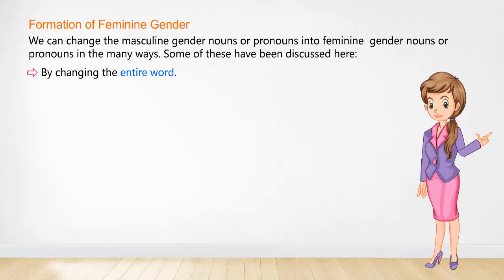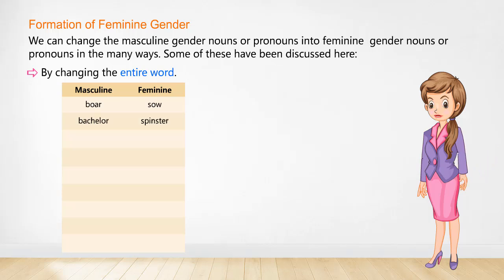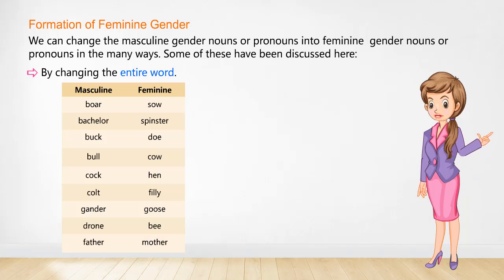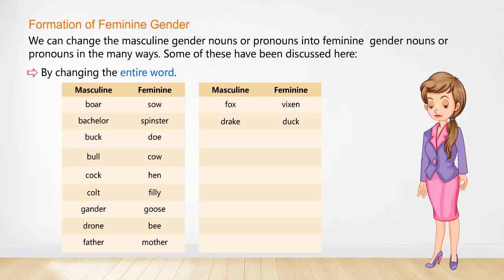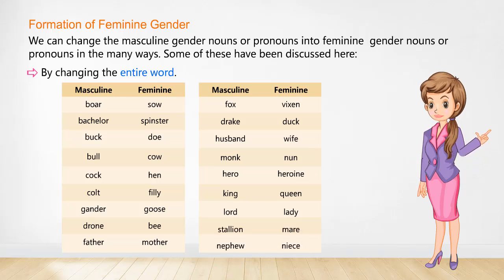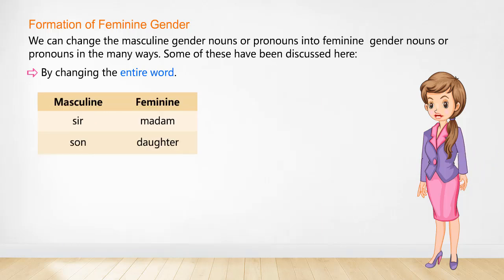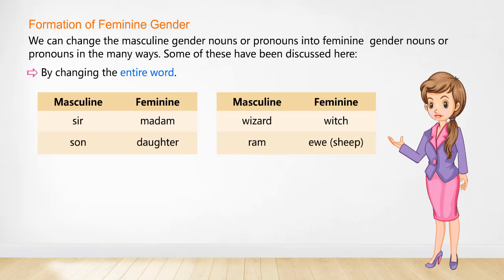By changing the entire word. Masculine, feminine: boar, sow; bachelor, spinster; buck, doe; bull, cow; cock, hen; colt, filly; gander, goose; drone, bee; father, mother; fox, vixen; drake, duck; husband, wife; monk, nun; hero, heroine; king, queen; lord, lady; stallion, mare; nephew, niece; sir, madam; son, daughter; wizard, witch; ram, ewe.